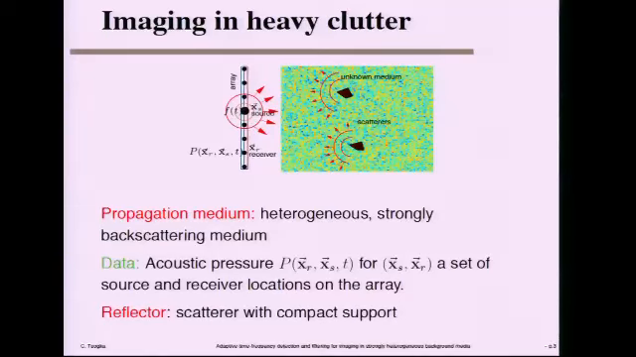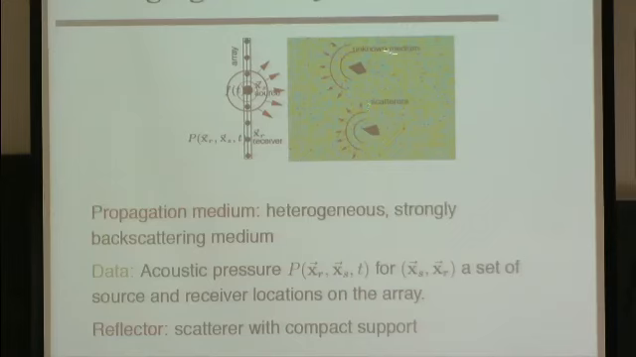We dispose of an array. This array is composed of transducers that can play the role of emitters and receivers at the same time. From each element of this array, we will emit a pulse, f of t, in the time domain. This will create a wave. The wave will propagate into the medium. It will interact with the background medium and the scatterers. And then we will record the response at all receivers XR on the array.